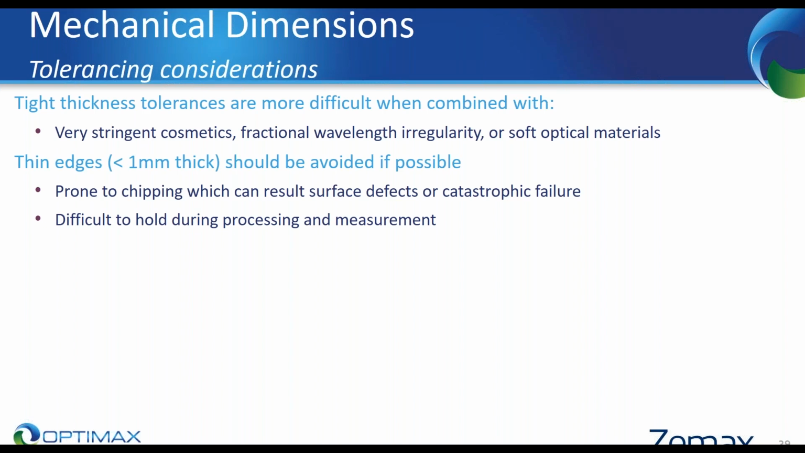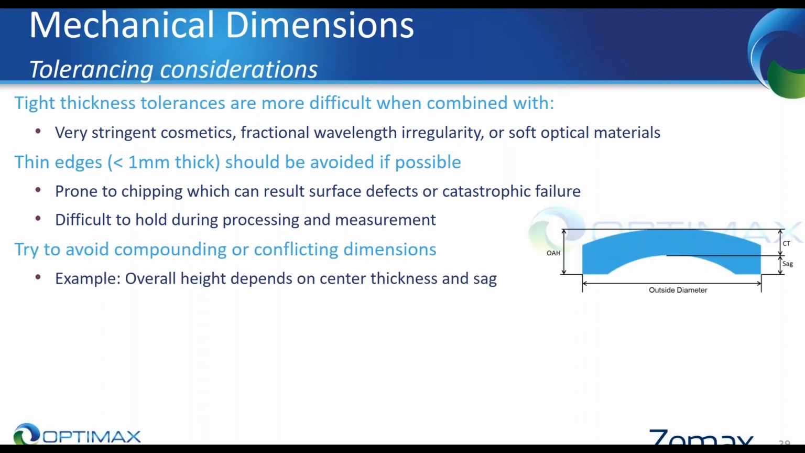Usually an optician will take a look at that when they're pricing ahead of time, because they will more than likely have to add more material into the order, knowing that their yield might not be as good if they have really tight tolerances like that. Thin edges: when I talk about thin edges, this is less than 1 millimeter thick. If at all possible, these should be avoided. Thin edges are the site of a lot of chipping that can cause surface defects or, worse, catastrophic failure, and can also be really difficult to hold during process and measurement.